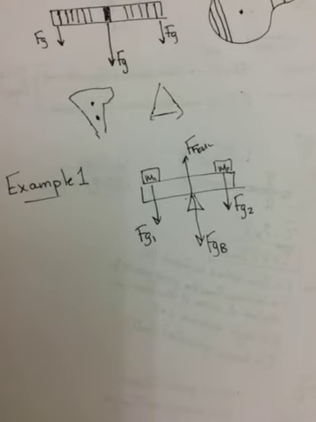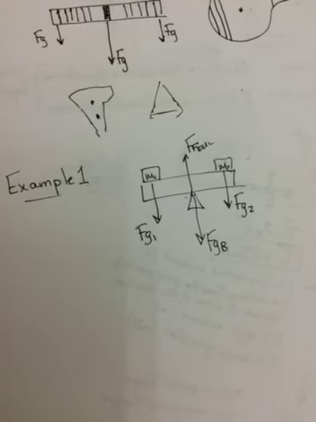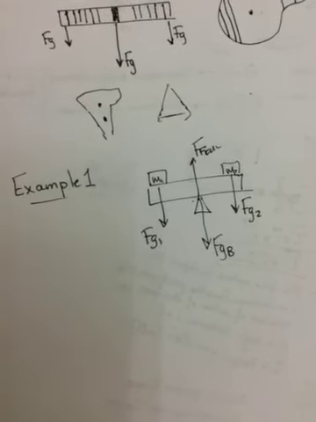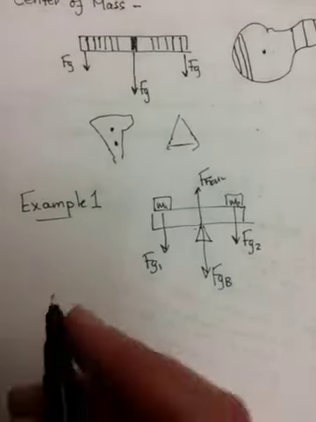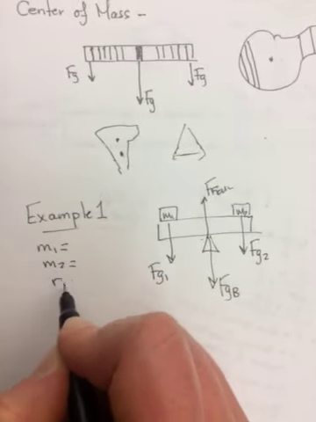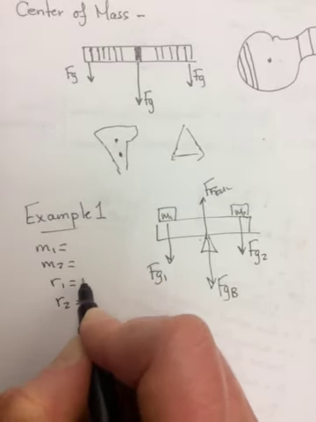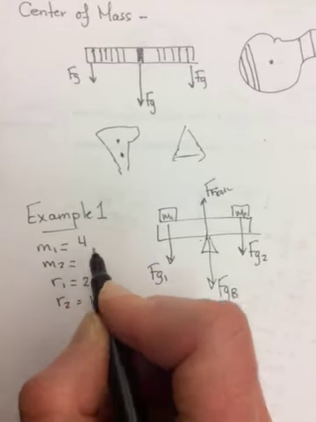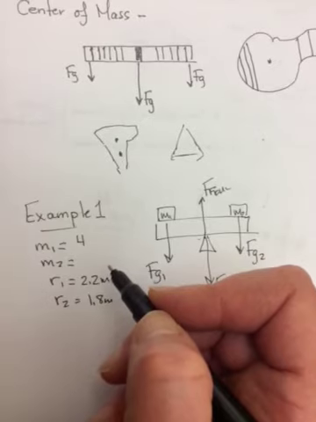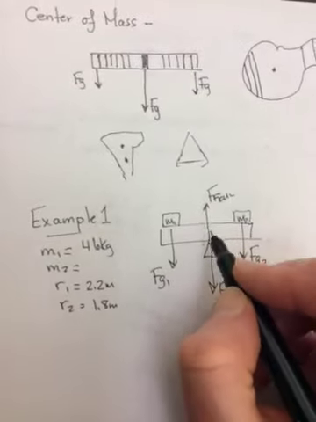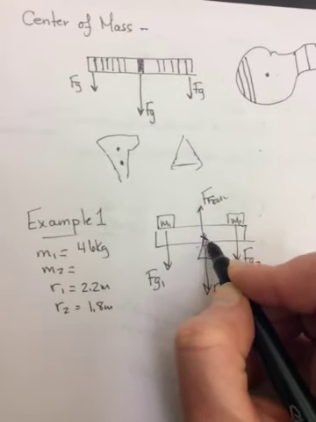The seesaw is perfectly balanced at the fulcrum, placed at the middle of the length. One child is 46 kilograms, 2.2 meters from the fulcrum. The second child is 1.8 meters from the fulcrum. So child 1, child 2, R1, R2. This is 2.2 meters, this is 1.8 meters, and this was 46 kilograms. The fulcrum is halfway along its length, where the center of mass will be.